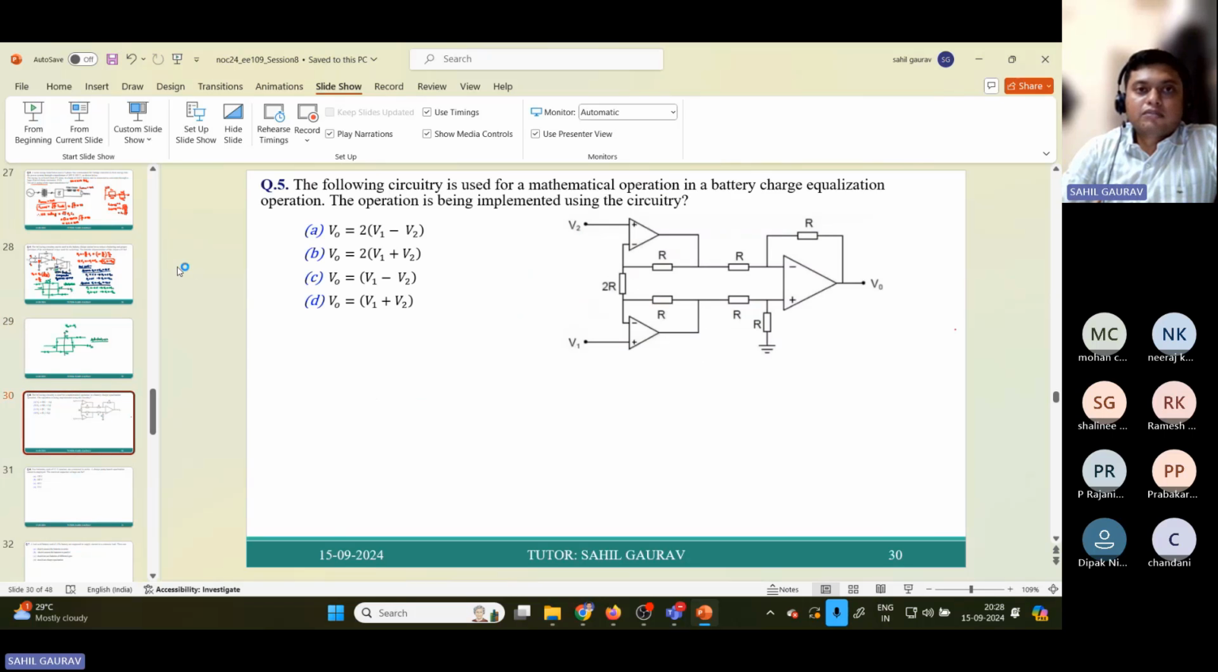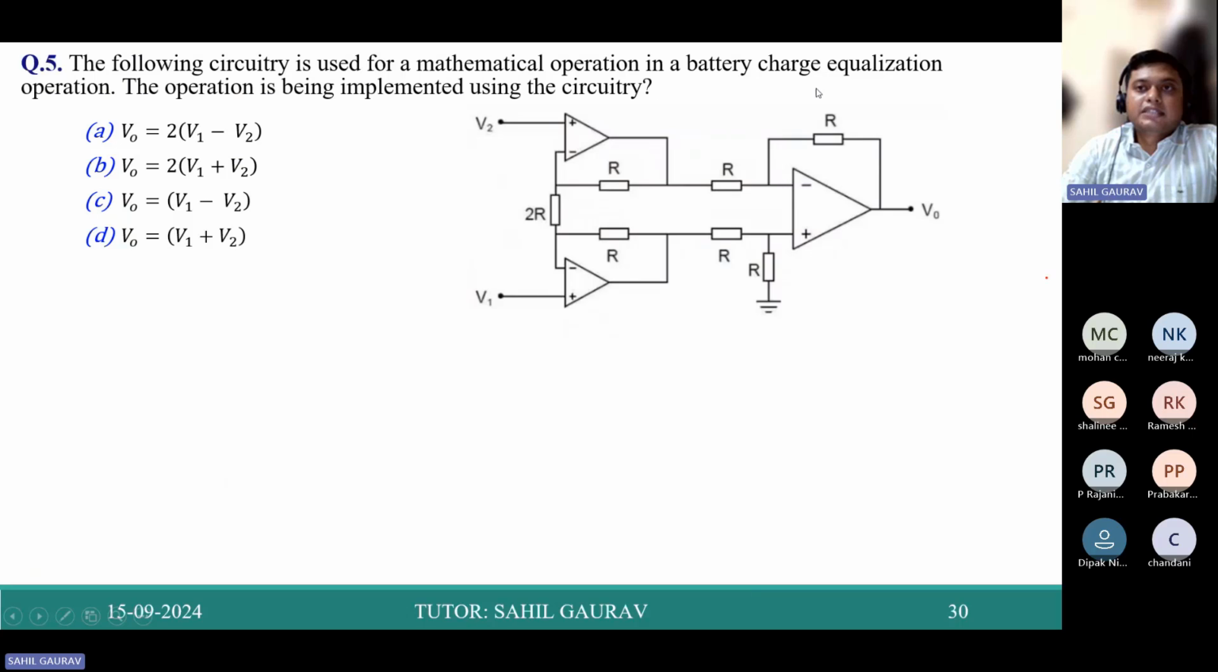So let us see the next problem. The following circuitry is used for a mathematical operation in battery charge equalization. The operation is being implemented using this circuitry. I request all of you to please solve and type your answer in the chat box. This is quite a simple one. Here we will apply KCL.